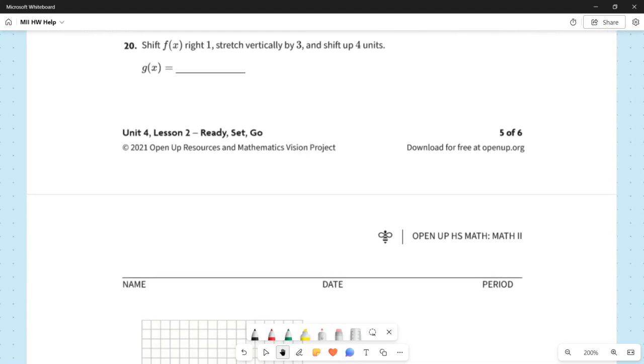Question 20 says to shift our parent function, f of x, and don't forget, this f of x is x squared. It's the parent quadratic function.